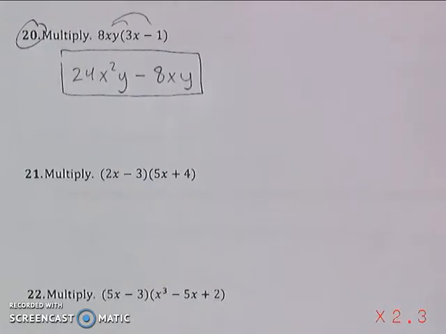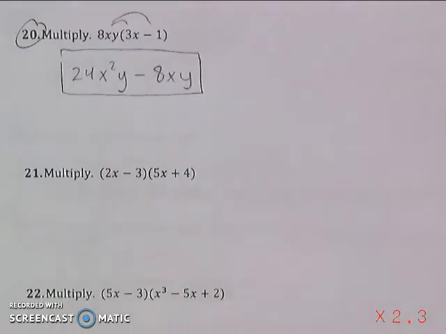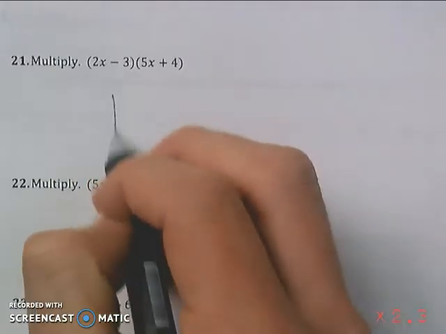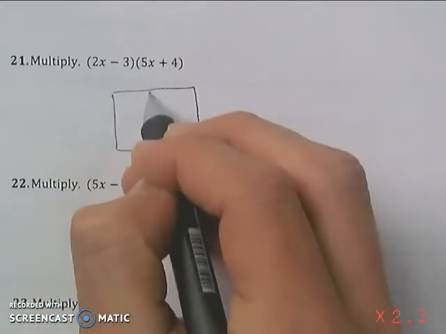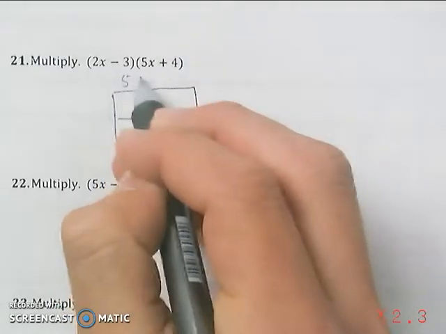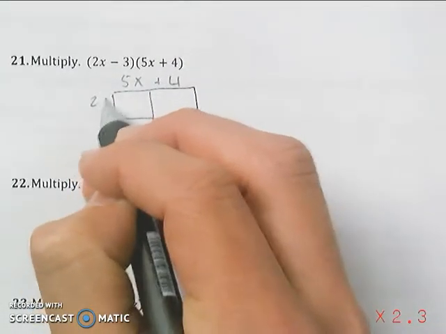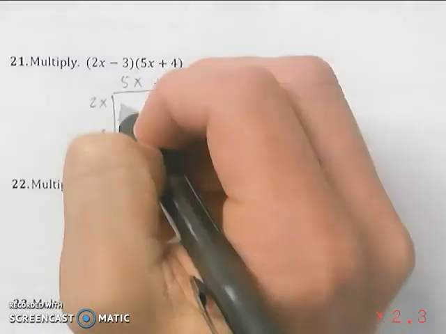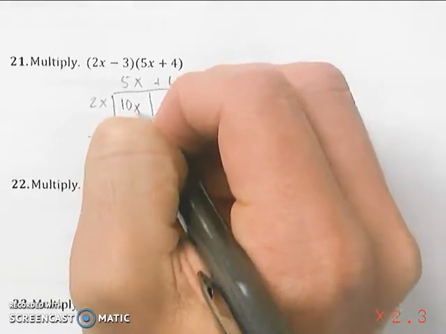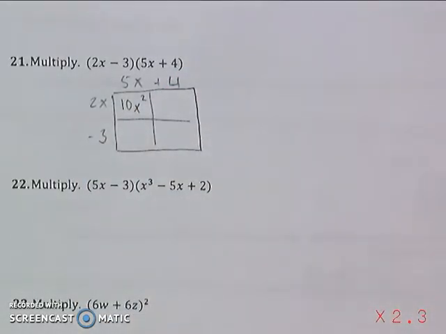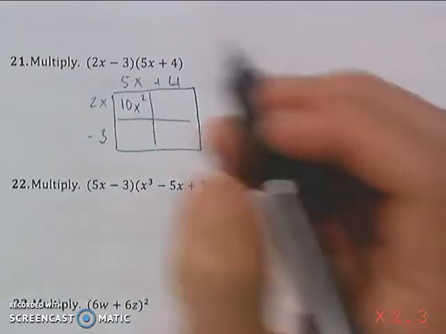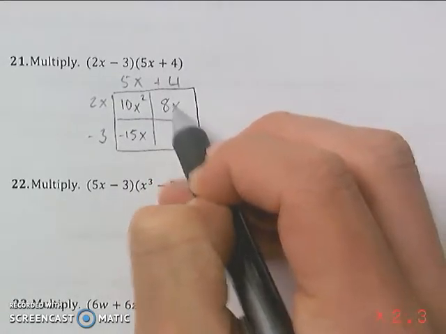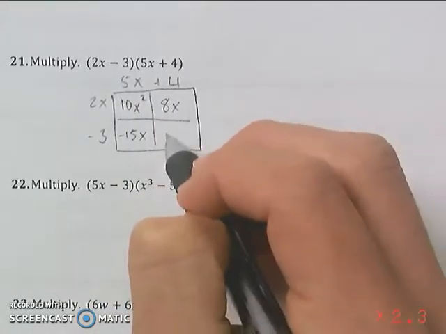21. Multiply. When we multiply this, we like to set up using the box method. For this one, I like to use the box method here. Helps me organize my information. I'll get 5x and 4, and 2x and negative 3. And then I'm going to just go ahead and multiply in. 5 times 2 is 10, and x times x is x squared. Then we get negative 3 times 5 is negative 15x. 4 times 2 is 8x. And then negative 3 times a positive 4 is a negative 12.